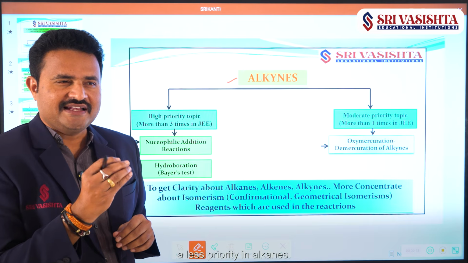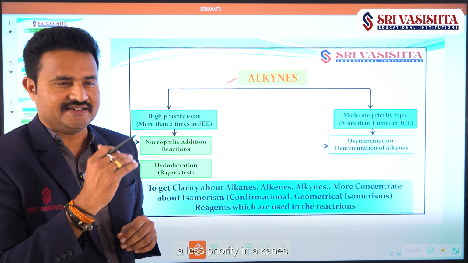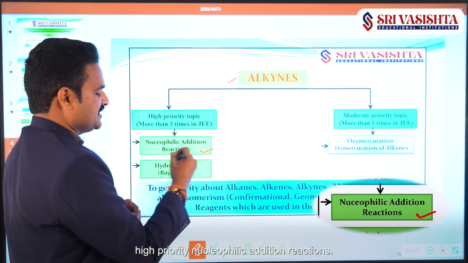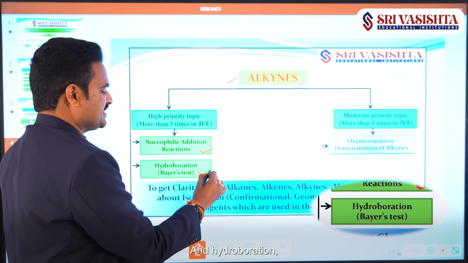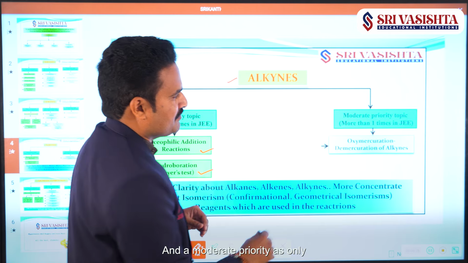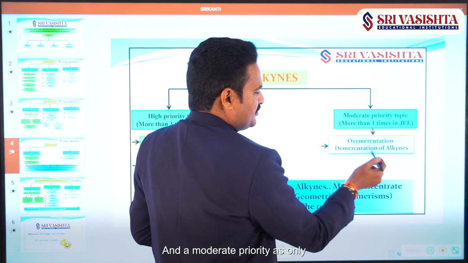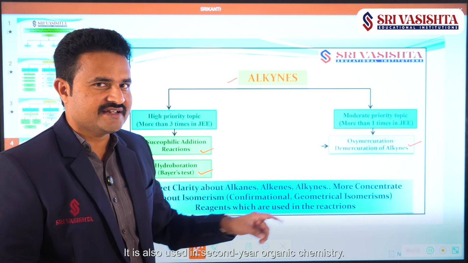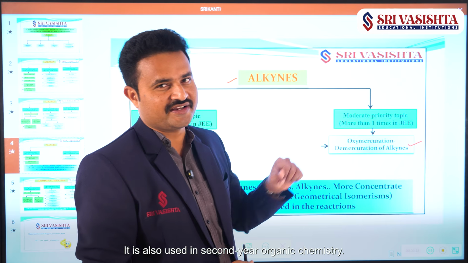Now the third one, alkynes. When compared to alkanes and alkenes, in terms of JEE Main, alkynes have lower priority. In alkynes also, high priority topics are nucleophilic addition reactions and hydroboration, which is also used in inorganic chemistry, and a moderate priority topic is only one, that is oxymercuration and demercuration of alkynes. It is also used in second year organic chemistry.